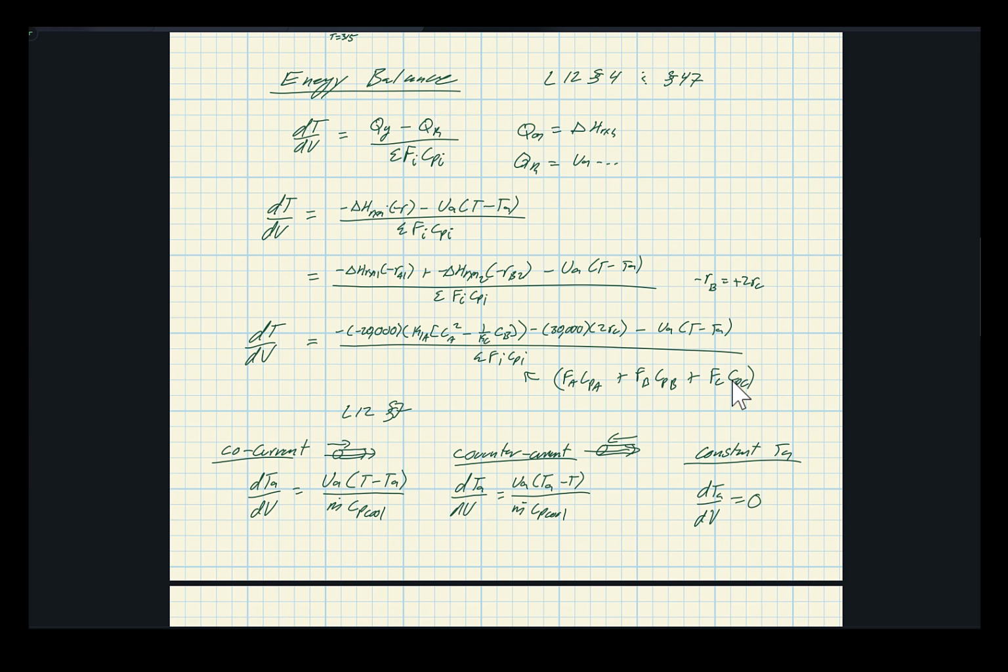Then it's asking what happens under constant TA. Well, I kind of told you that you would use this differential when there's a constant TA. What happens if it's countercurrent? You use this. If it's co-current, you use that. So that's pretty much it.